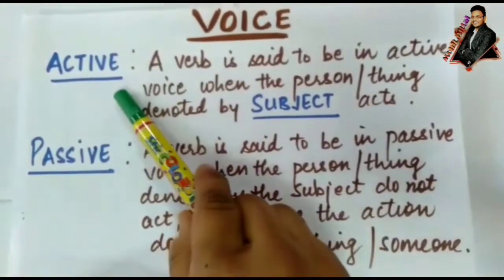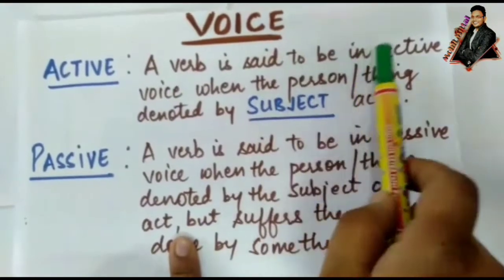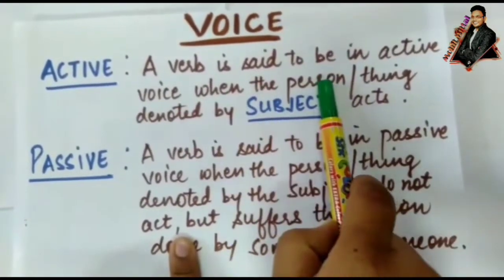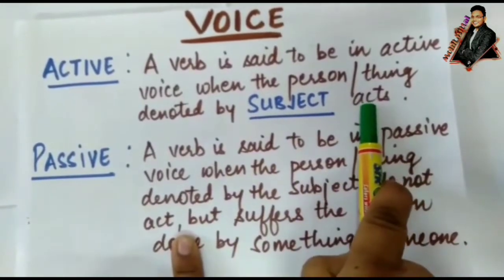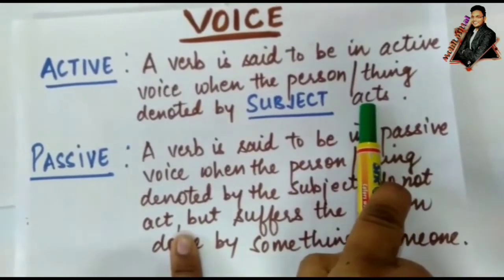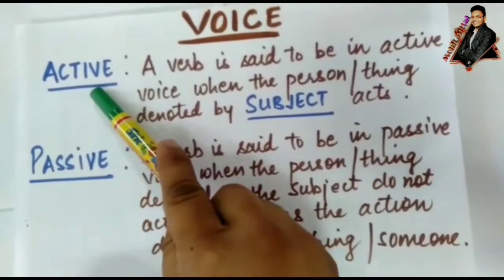Voice. Active voice, passive voice. Active voice: a verb is said to be in active voice when the person or thing denoted by the subject acts. Means the verb that expresses the action done by the subject is said to be in active voice.